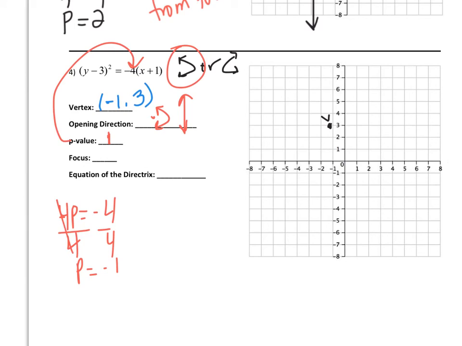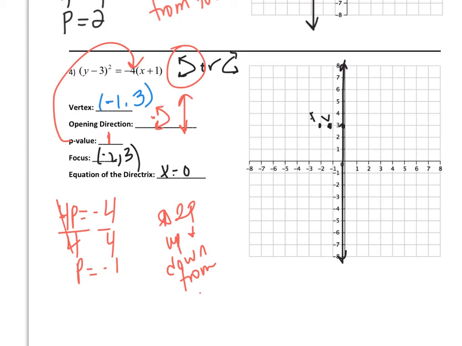So now if I have a p-value of 1 and my parabola opens to the left or right, I will find a focus and a directrix. So this is the directrix, which is the line x equals 0. And the focus is at -2, 3. So -2, 3. And we're going to go 2p up and down from focus. So 2p is 2 times 1 is 2. So here and here. And there is my parabola.